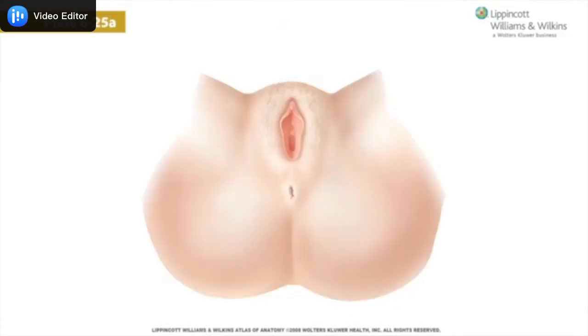The collection of external genitalia in the female is the vulva, or pudendum. In Latin, pudendus means shameful or disgraceful. The fatty eminence over the pubic symphysis is the mons pubis. Although usually associated with females, males also have a mons pubis. Its function is considered to be protection of the underlying superior pubic ramus.